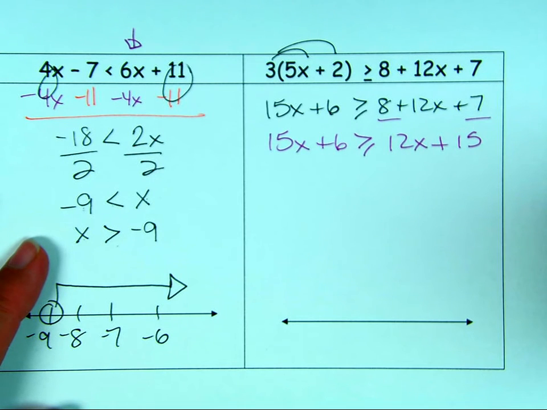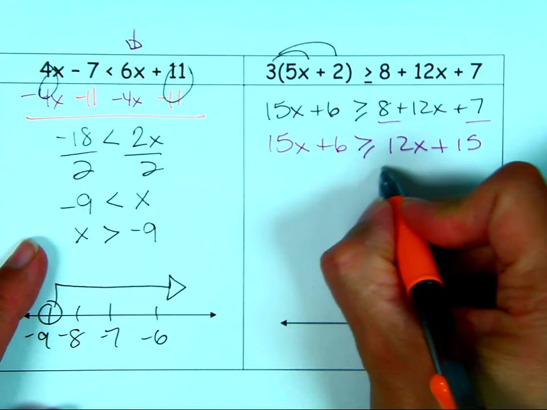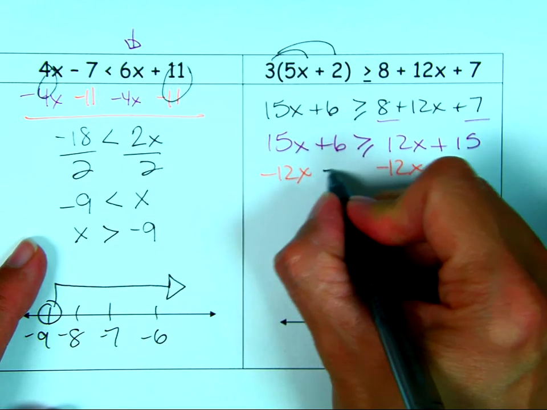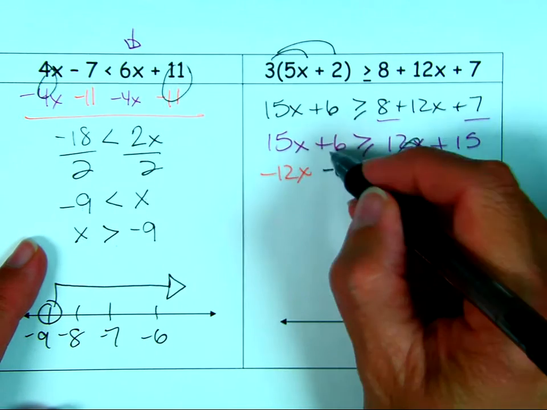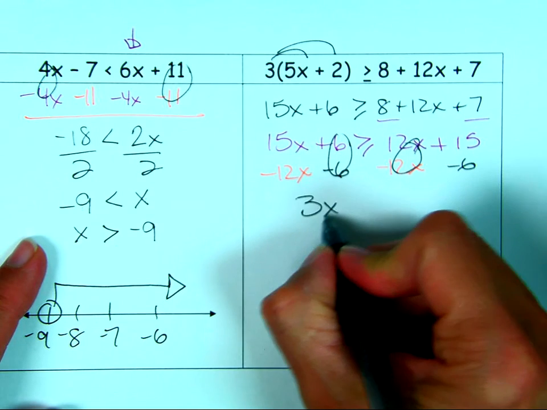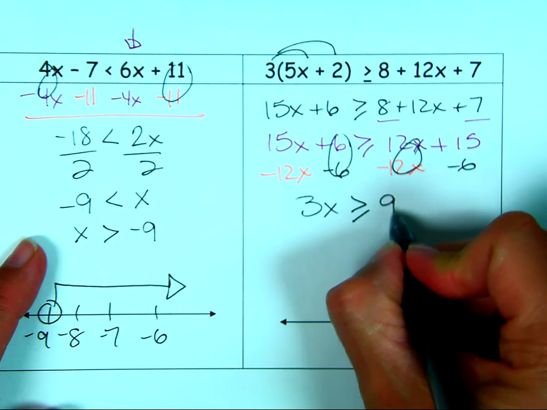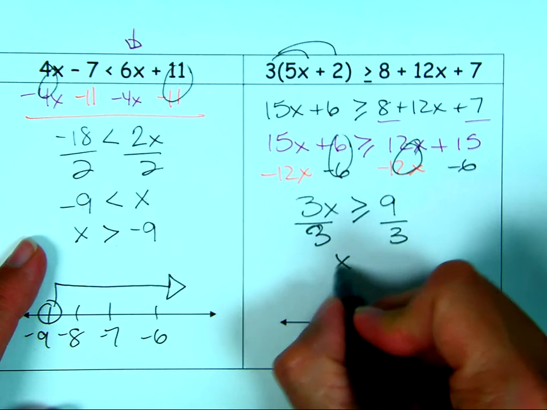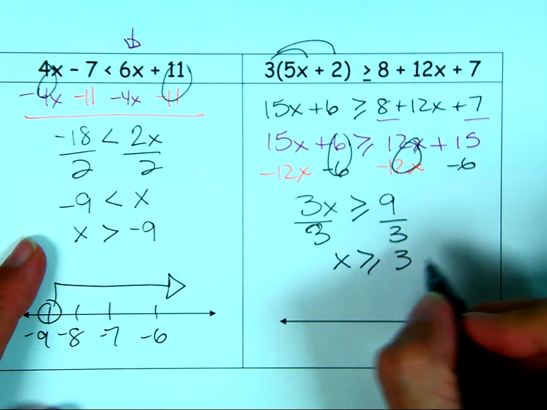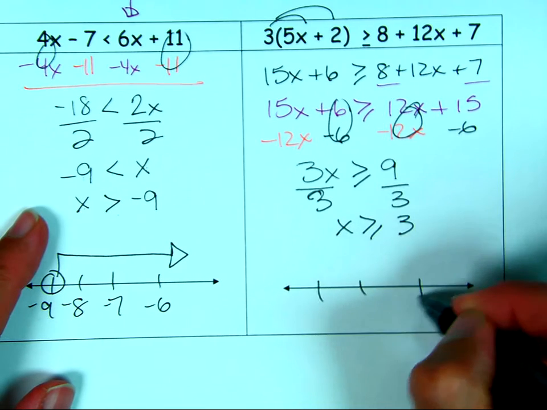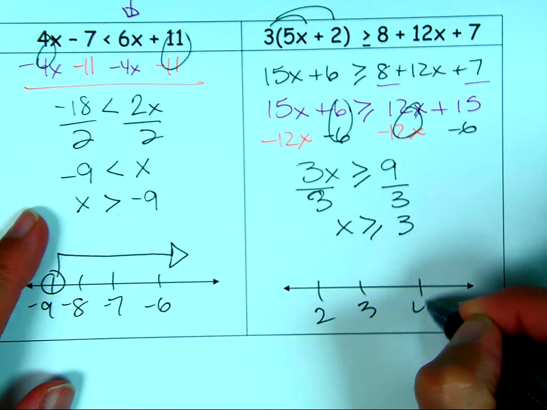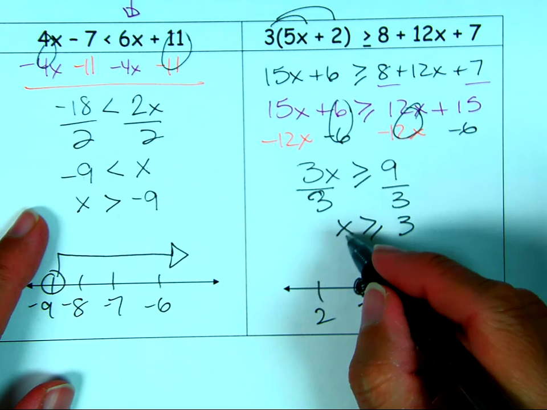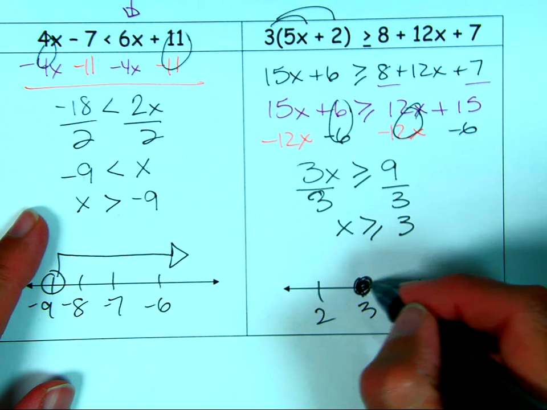And now we need to get all our x's on one side, so I'm going to subtract 12x from both sides. And we're going to get all our numbers on the other side. So that cancels out and that cancels out. We're left with 3x is greater than or equal to 9. And if I divide both sides by 3, I get x is greater than or equal to 3. So I go down to my little graph, 2, 3, 4. It's a closed circle this time because it's got an equal sign. And it says x is bigger than or equal to 3, so that means I'm going to my right.